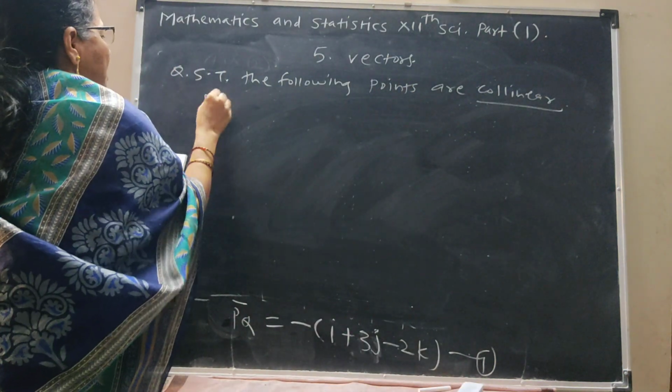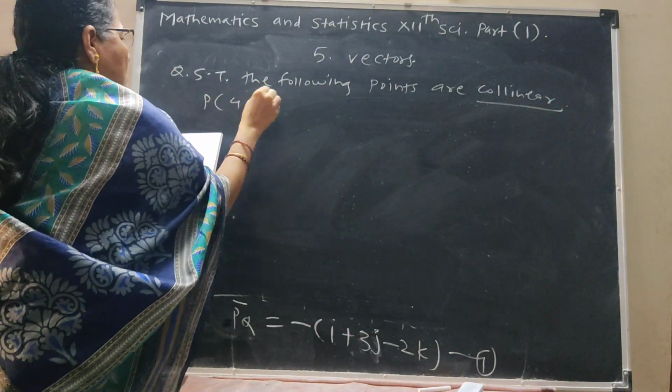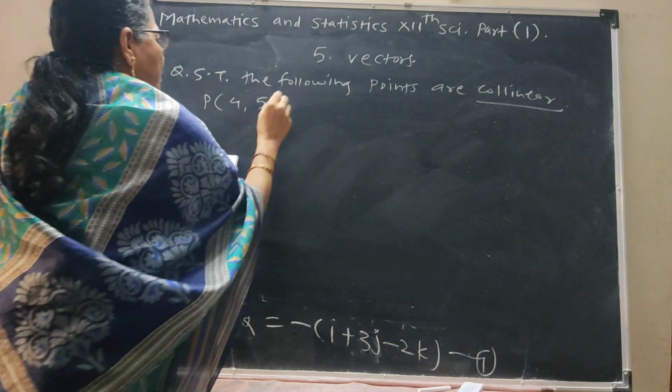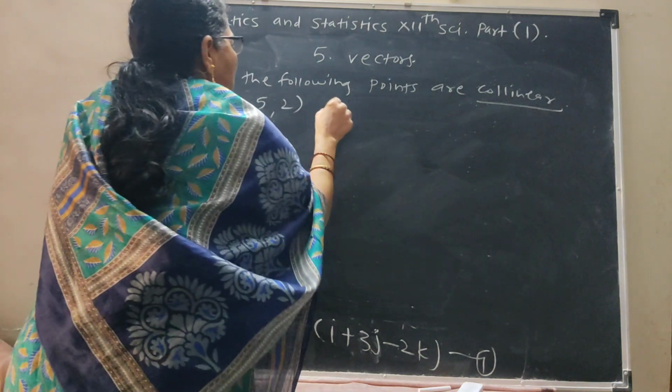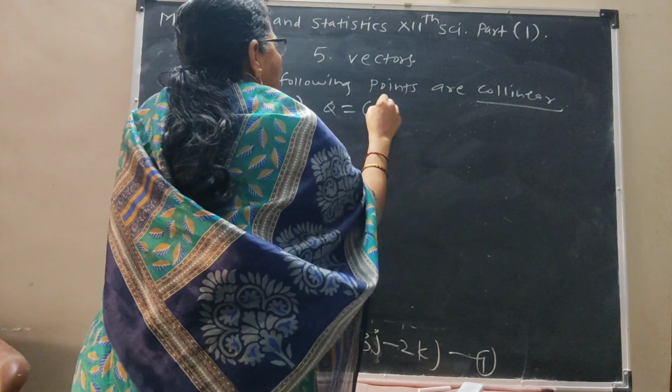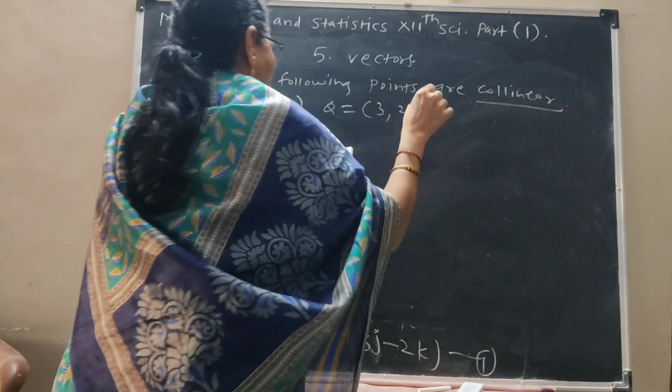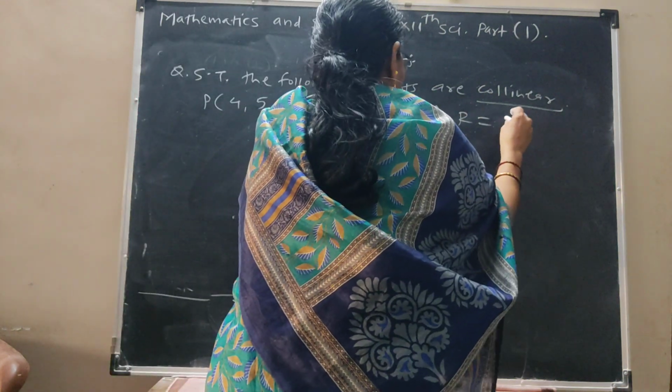The points are P(4, 5, 2), Q(3, 2, 4), and R(5, 8, 0).